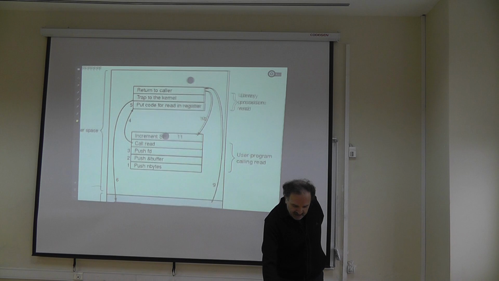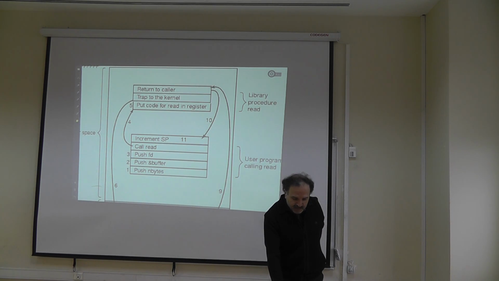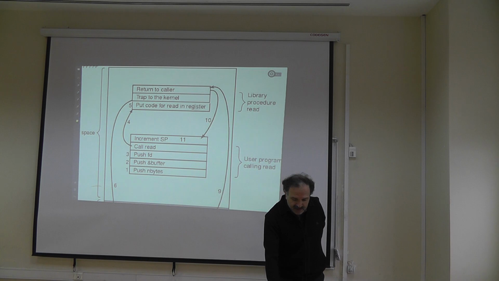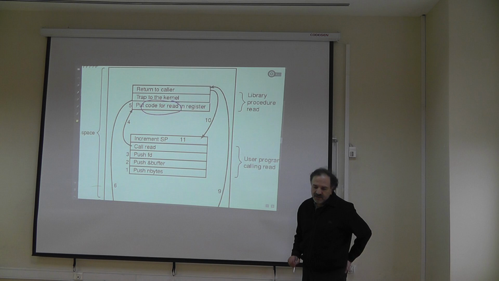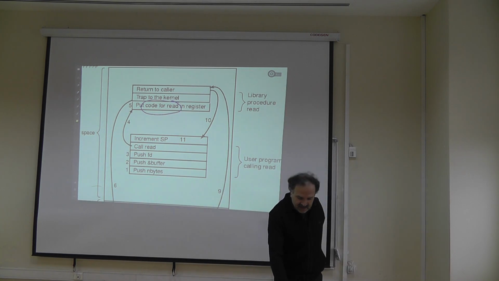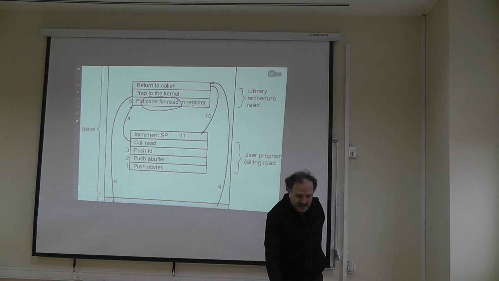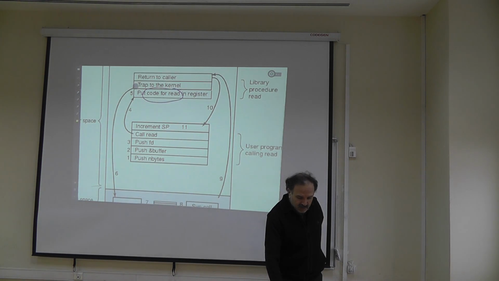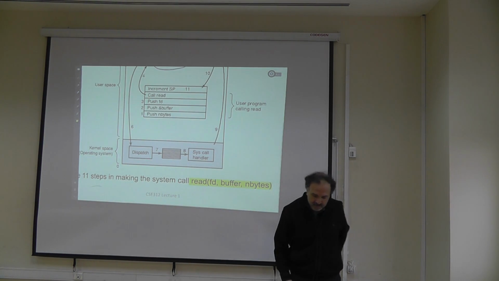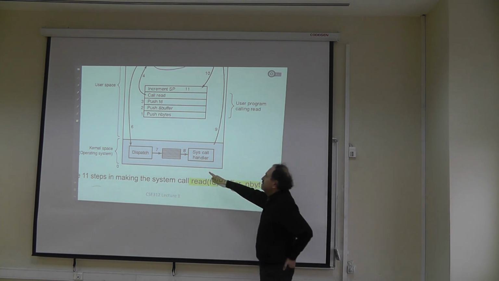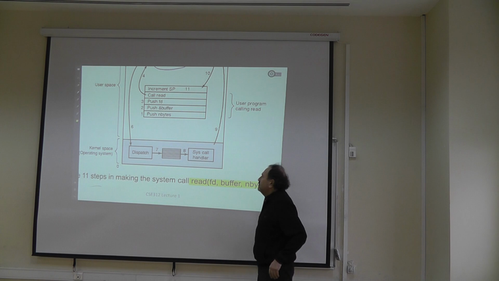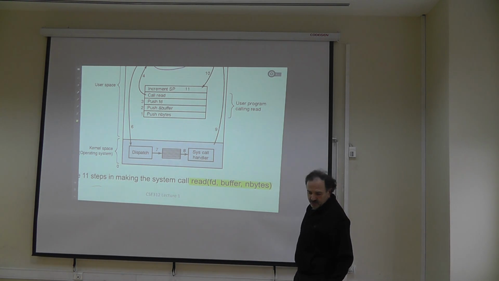So the standard library starts running, and it puts a special code in a register. That code is for the system service read, and it asks the operating system to execute that read system call, and it traps to the kernel. After this, at step number 6, we are now in kernel mode. So you call the standard library function read, and it makes the preparation: it puts the code for the read function in a special register.